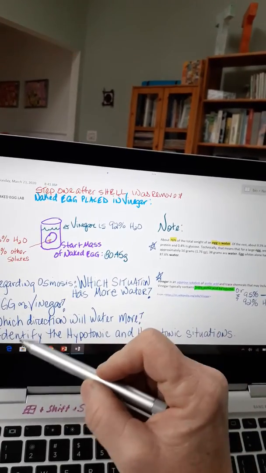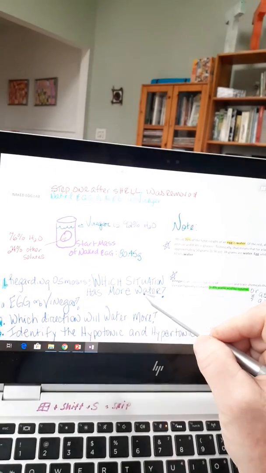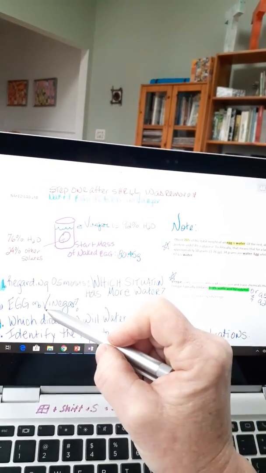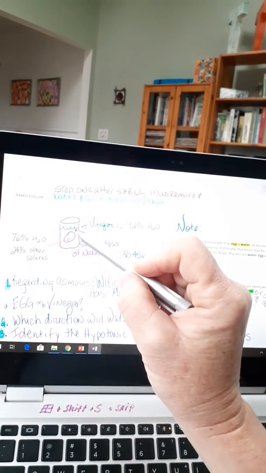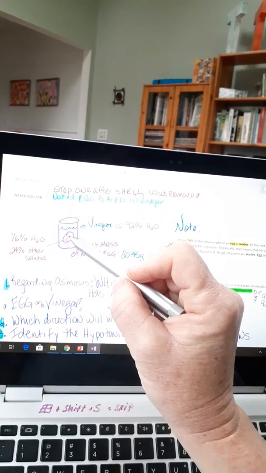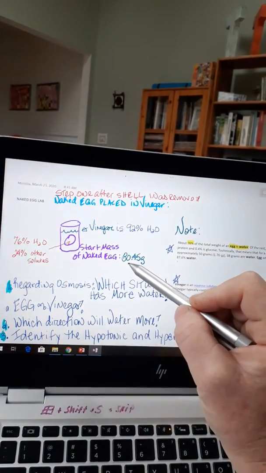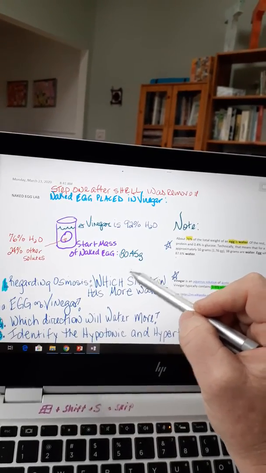Now, the way you analyze this. Regarding the osmosis, which situation has more water? We just discussed that. It's the vinegar. Second, which direction is the water going to flow? Your arrow is going to go in to the egg, as evidenced by the mass increasing to 84.7 grams.